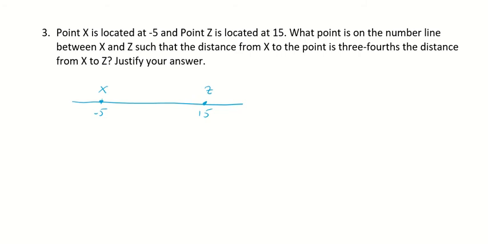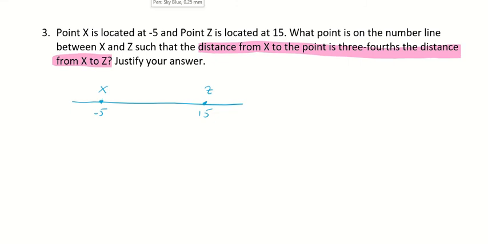What point is on the number line between X and Z? So we'll use the letter Y because Y in the alphabet is between X and Z. But you don't have to do that. You could pick any letter. Such that the distance from X to the point is 3/4 the distance from X to Z. So here we are again. The distance from X to the point is 3/4 the distance from X to Z.